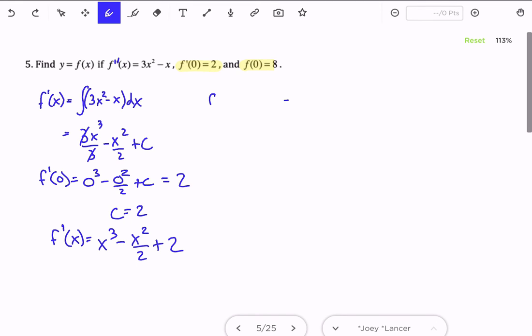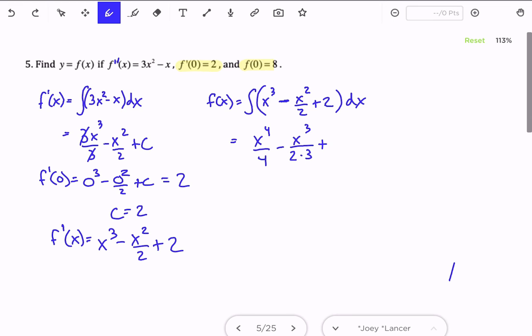Now we want to find f at x, and so it's going to be the antiderivative of f prime at x. So we had the integral of x cubed minus x squared over 2 plus 2 dx. So we'll use our power rule again, so we get x to the 4th over 4 minus x cubed over, well, the 2 was already there, and we're going to have it over 3. And then plus 2, that is a constant, so we're going to get 2x, and then plus c.